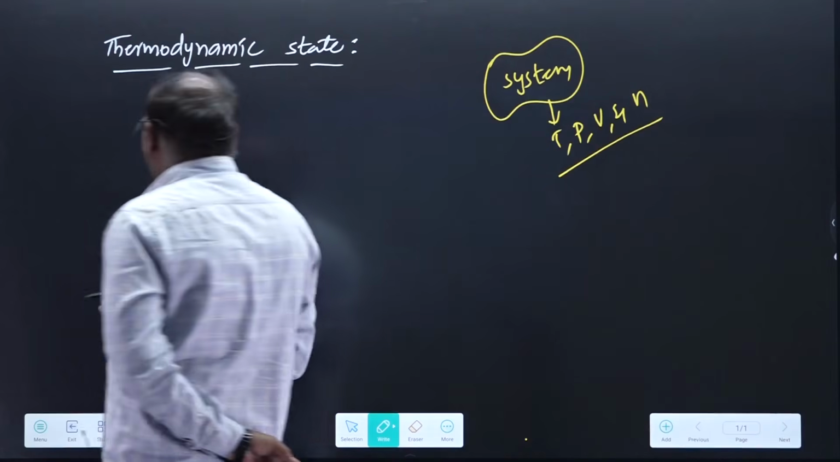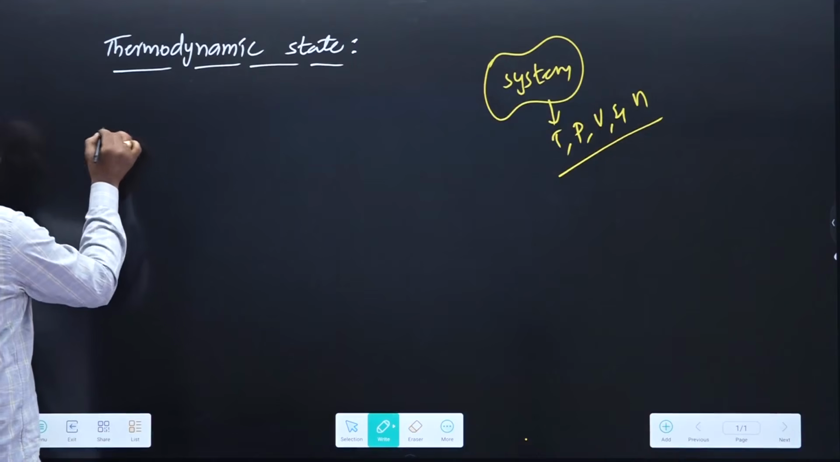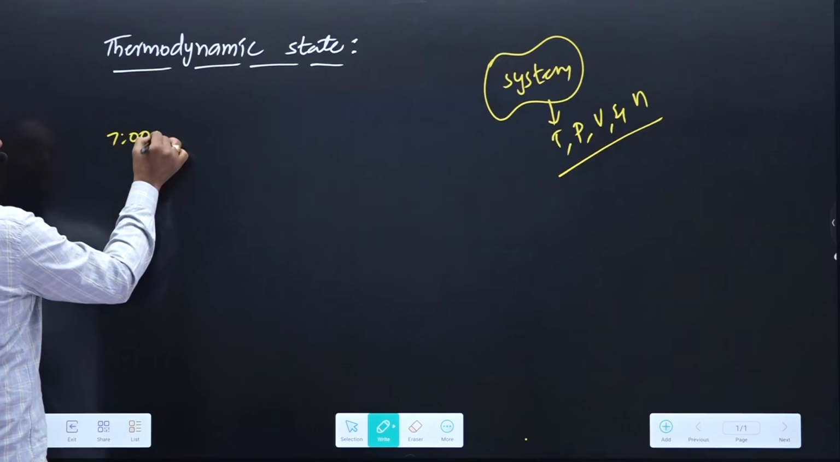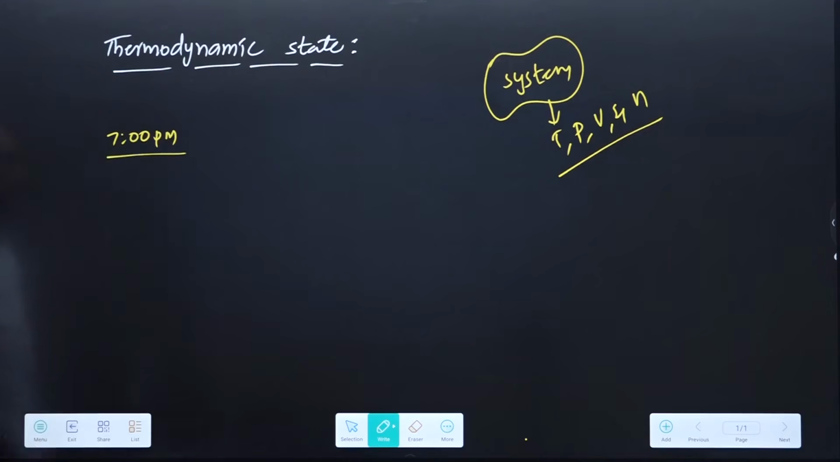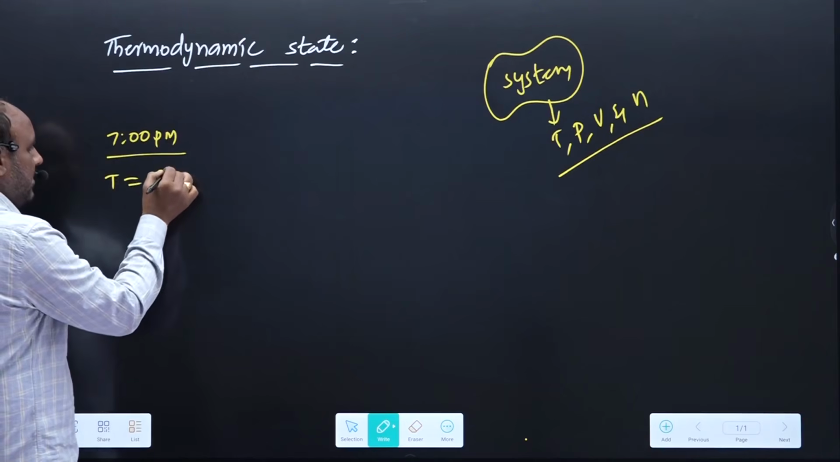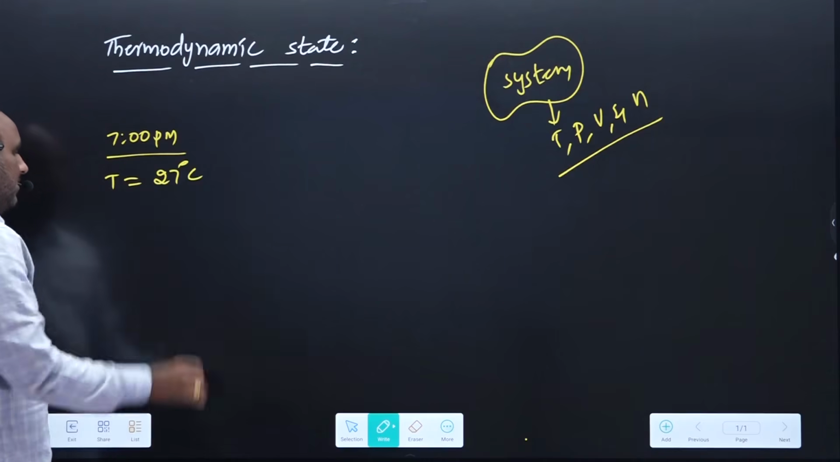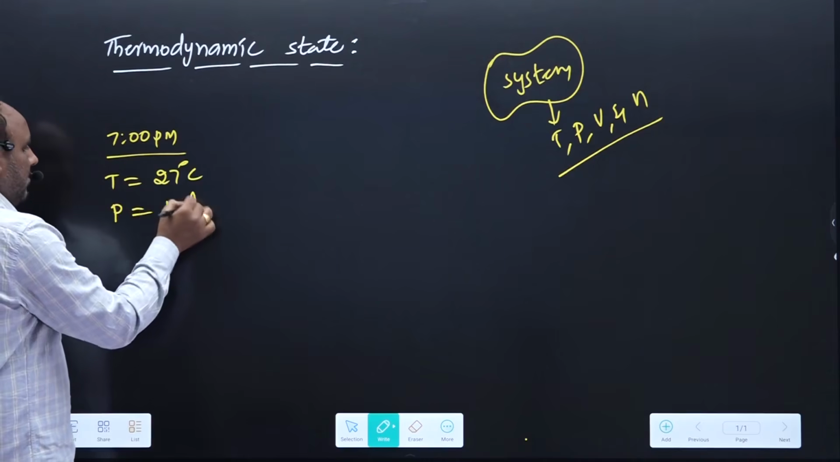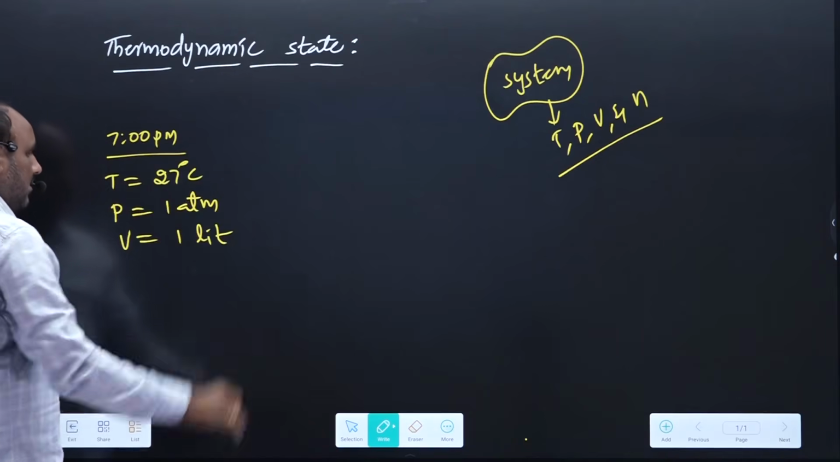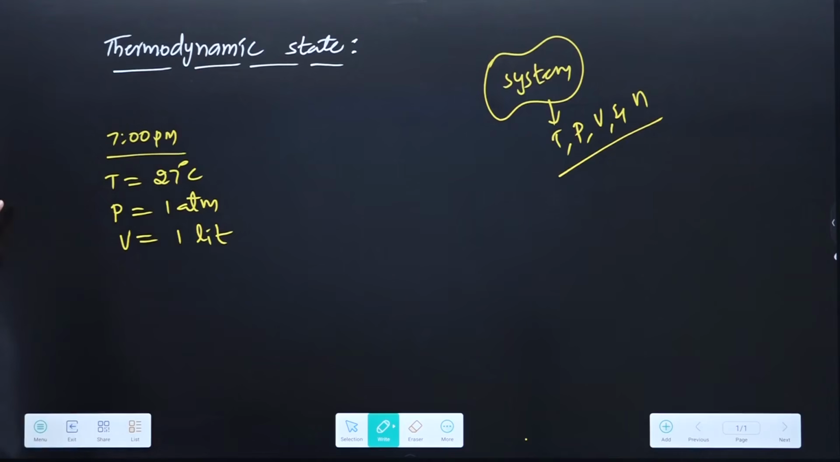So for example, I am considering one system, right? So that is at, what is the time right now? 7 o'clock, right? 7 p.m. I am considering one system. So what was that system? Temperature will be our room temperature, that is 27 degrees centigrade. Pressure will be 1 atmosphere, and volume will be 1 liter, right? So these are the particulars of the system I have considered at 7 p.m.